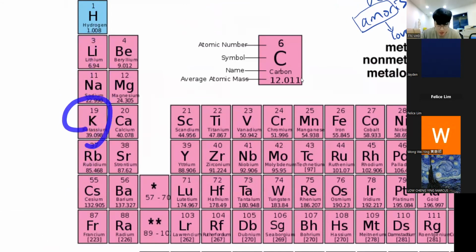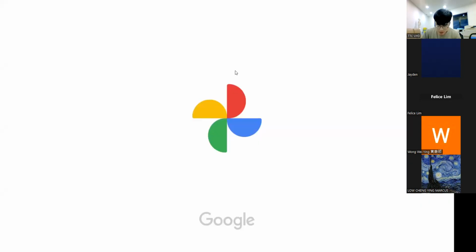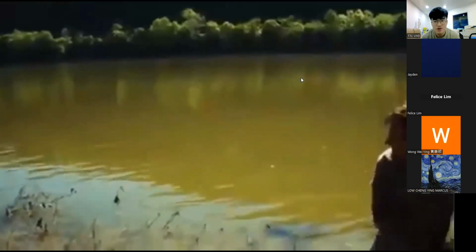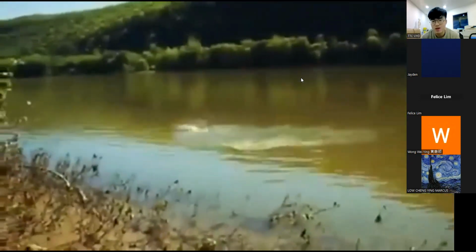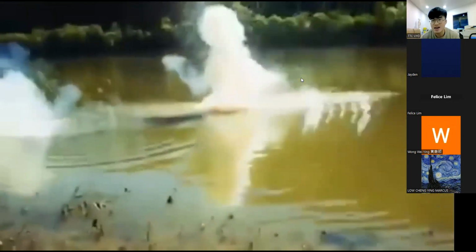Guys, you know potassium is crazy, right? Do you know that potassium is crazy? You put them in water. I think I showed you this last year. Hang on, guys, let this load a bit. If you put potassium in water, they will freaking explode. You see? When they touch water, they will explode.